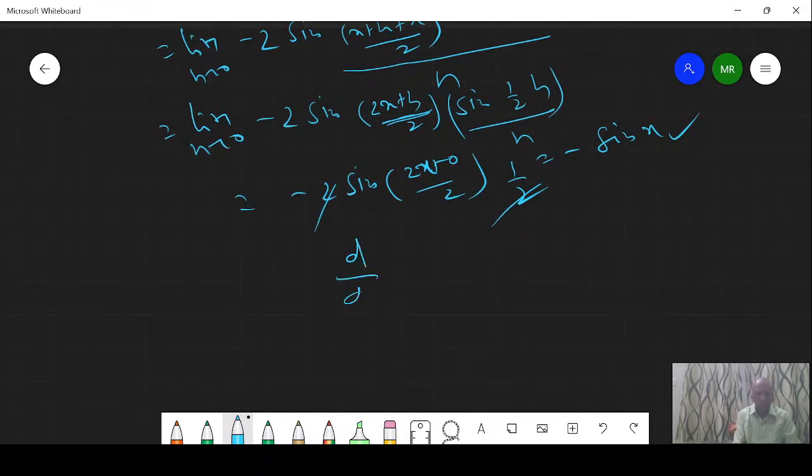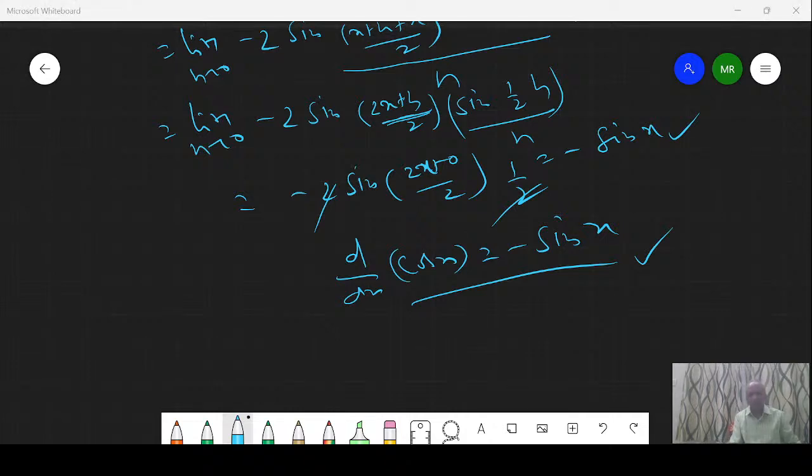That means the derivative of cos x is minus sin x. d by dx of cos x is minus sin x. Check that. Is it clear? Should I explain again? Derivative of cos x is equal to minus sin x.